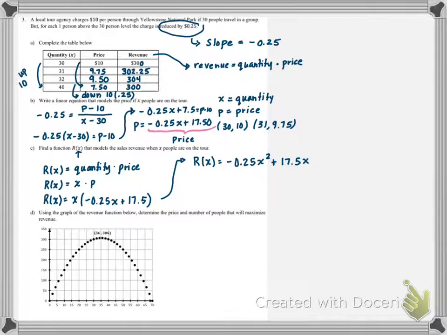So now we have a graph, and I want you guys to do part D based on that graph. That is the graph of the revenue function, so the function that we just came up with, R of X. Be sure you label first.